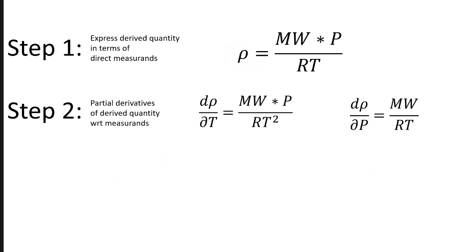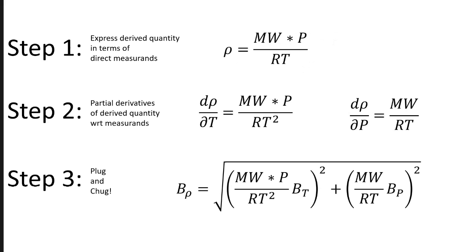So step 2 is to determine the partial derivatives of the derived quantity with respect to the measurands, which are then plugged into the root sum square where they weight the biases. These derivatives can only be solved for an explicit algebraic equation. So let's look at a situation without an explicit solution.